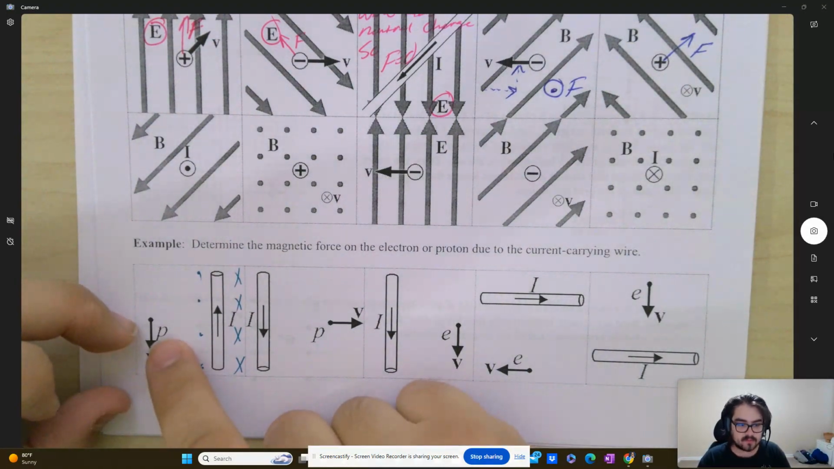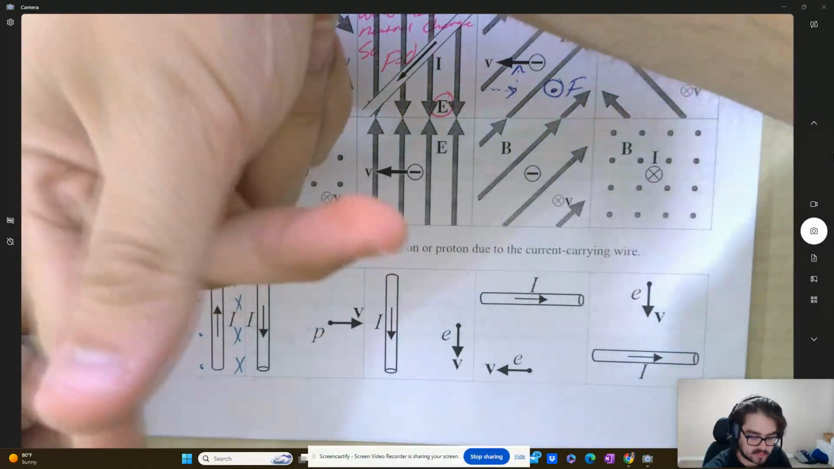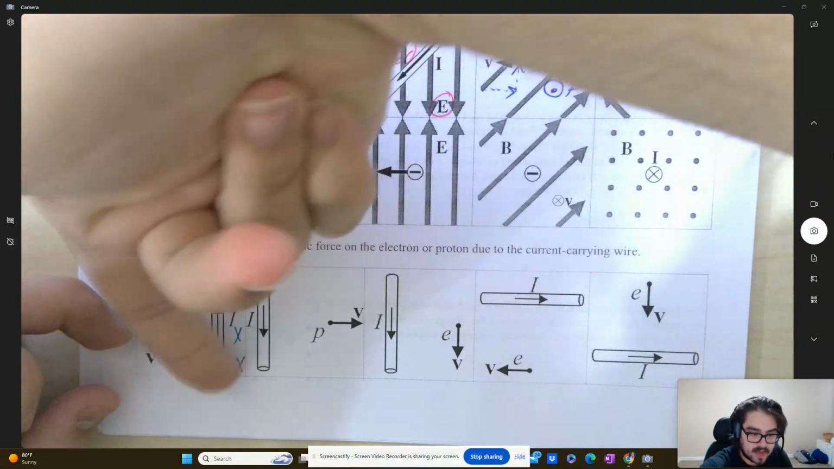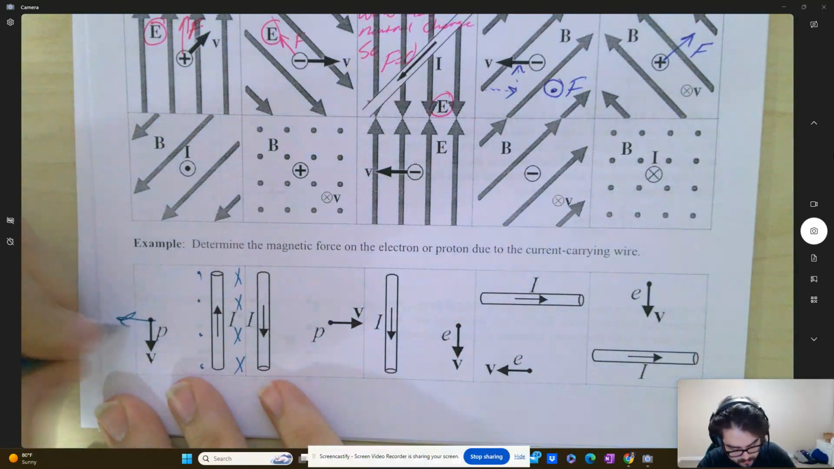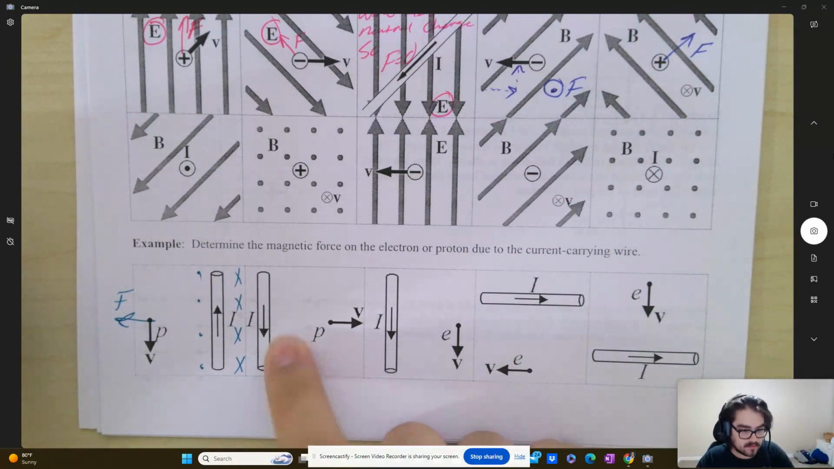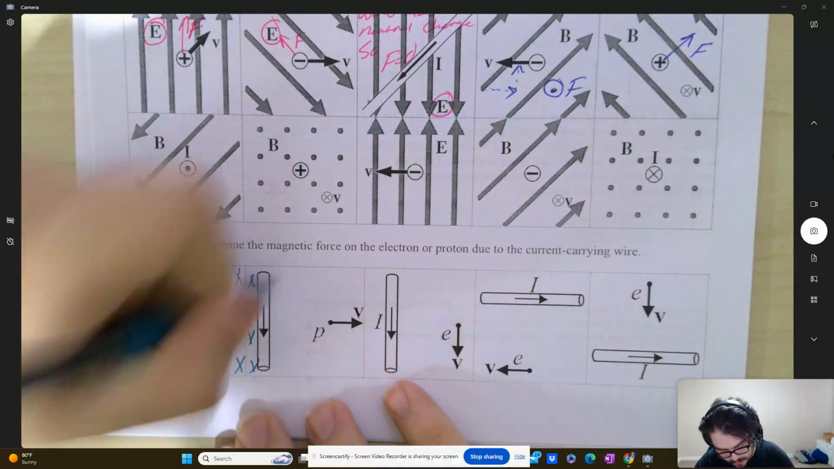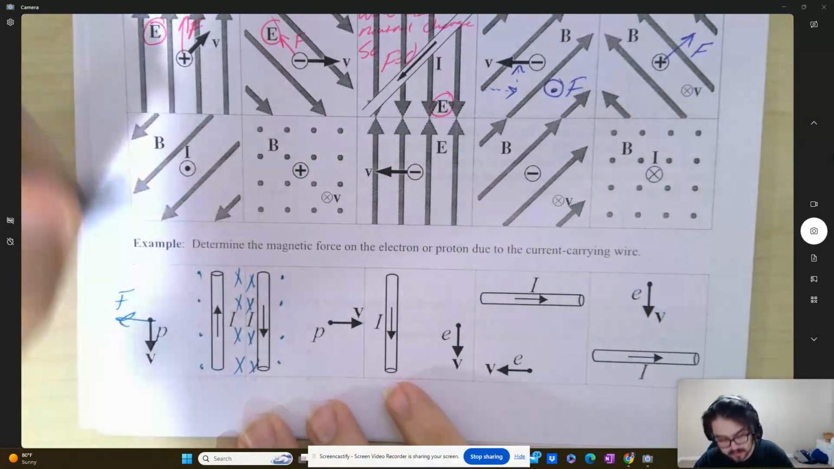This is a proton, okay? So we use our right hand, velocity going down, B field out of the page, the force is to the left. Same thing here. It's a proton, right? We figure out the direction of the current here. Use your right hand rule. It goes into the page on the left side, and then out of the page on the right side.